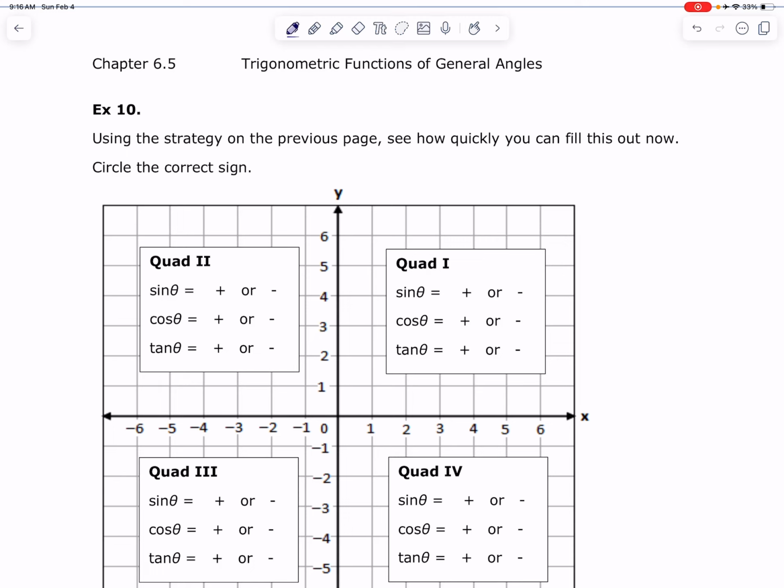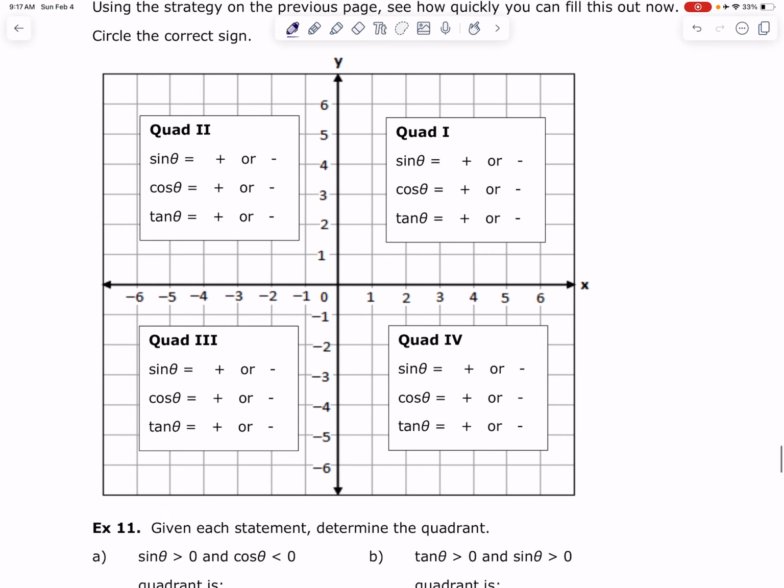Here are the chapter 6.5 notes, trigonometric functions of general angles. This will be pages 10 and 11. So using the strategy from the previous page, we're basically doing the same thing again. We want to figure out what our three primary trig values look like.